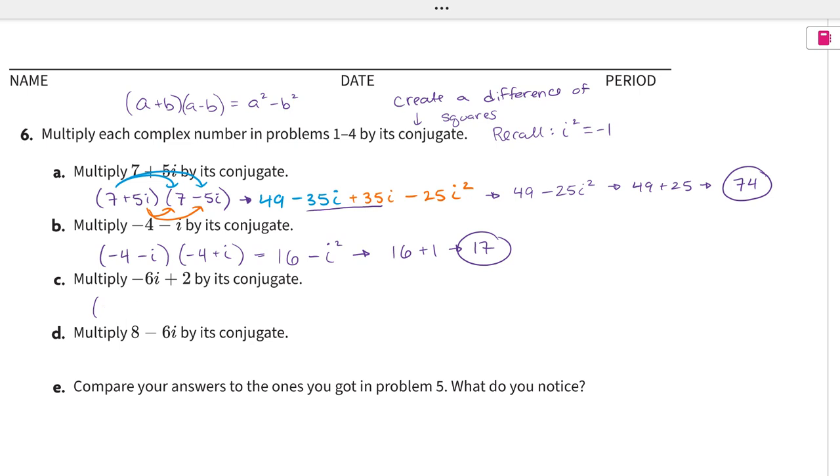Okay, negative 6i. I'm going to write this as 2 minus 6i, so my real part is first. Then 2 plus 6i. So I'm going to get 4 minus 36i squared, which becomes 4 plus 36, which is 40.